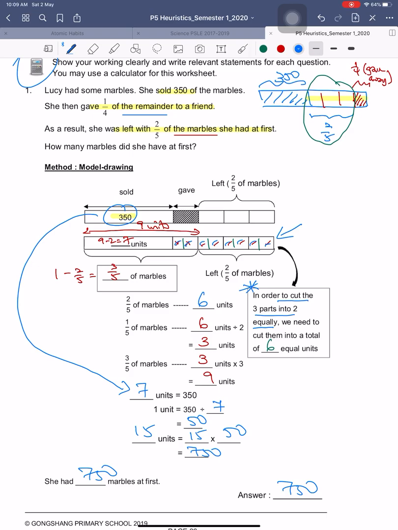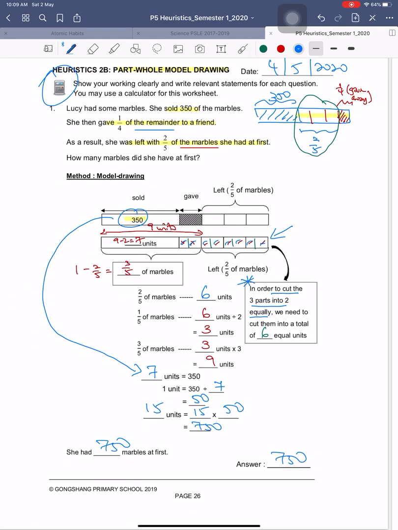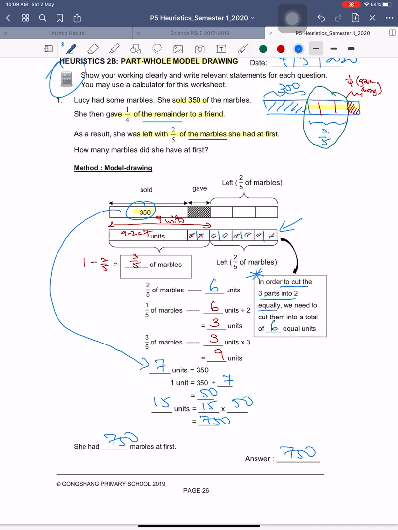Alright, okay. So that is how you solve this question 1. If any parts you are still a bit confused, do rewind the video and check that you actually understand this question. Now, this question may be a bit confusing because the model was drawn for you already.